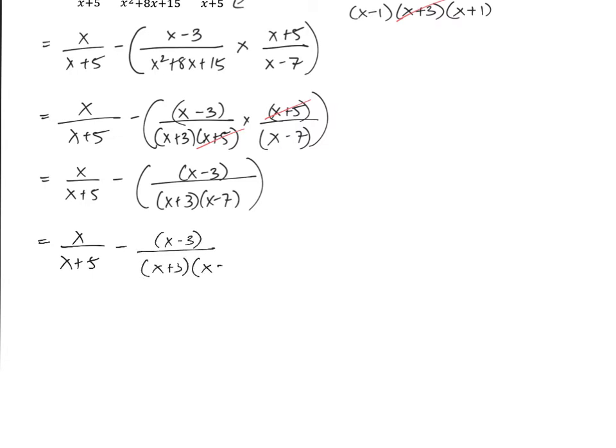Now, for a subtraction problem, they need to have the same denominator, which they don't. So let's find the common denominator, which we have to make sure that all of them are satisfied, so I'll go ahead, plug them all in. Each denominator is included. So now what we have to do is figure out how to make each denominator look like that.